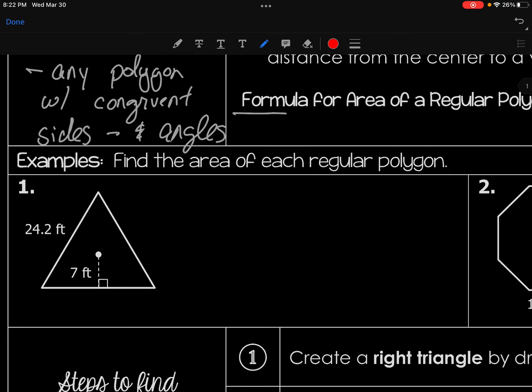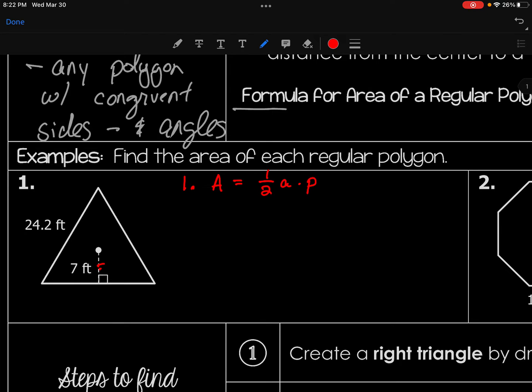We got it. Alright, so find the area of each regular polygon. Let's start. If it's a regular polygon, step number 1, always write down the equation of the area. Area is equal to 1/2 apothem times the perimeter. Let's label the parts of this regular triangle. Well, first of all, 7 is the apothem because it is distance from the center to the edge.